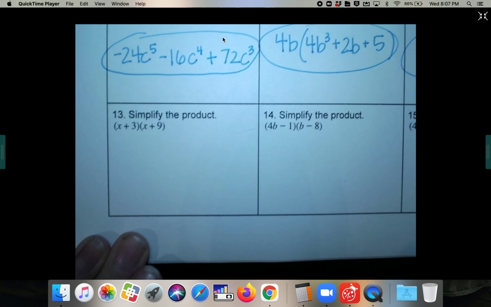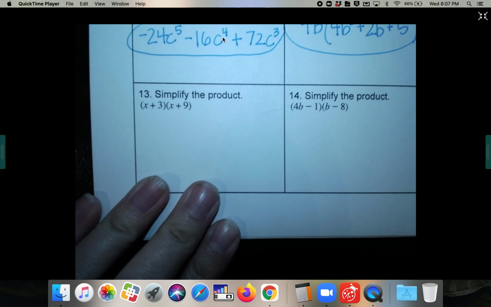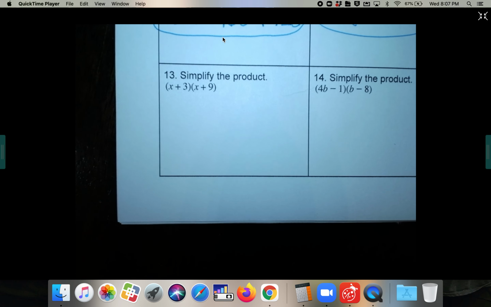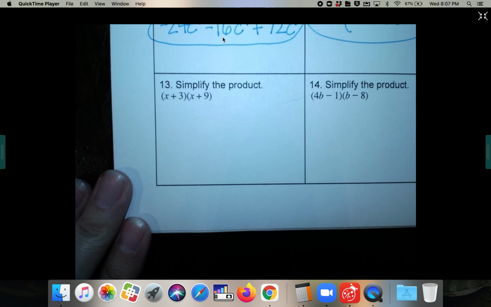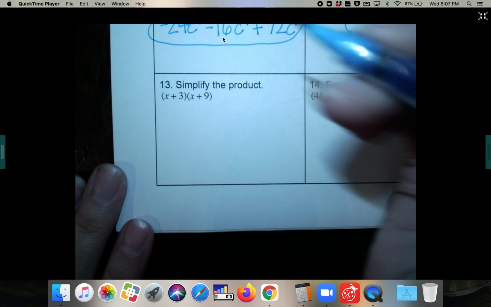All right, number 13, you can choose your favorite method of multiplying these binomials. You can do box method, you can do FOIL, you can do distributive. It does not matter. I'm going to do a little of both FOIL and box. I'm not going to do distributive. You can, but I'm not going to. So I'm going to start by foiling.